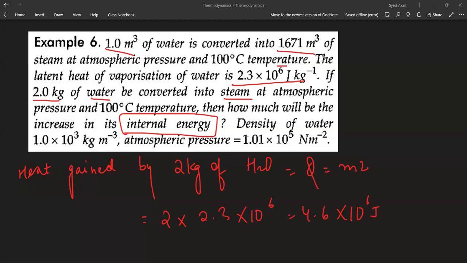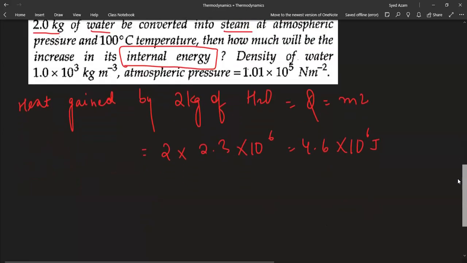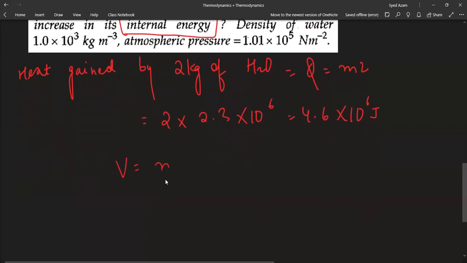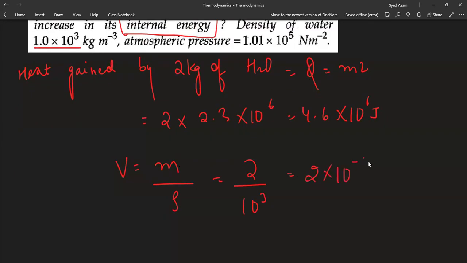Now, volume of 2 kg of water. Volume is mass by density. Density is equal to mass by volume, so volume will be mass by density. So that will be 2 divided by 10 to the power 3. See, this is the density. So this will be 2 into 10 to the power minus 3 meter cube. So this is the volume.